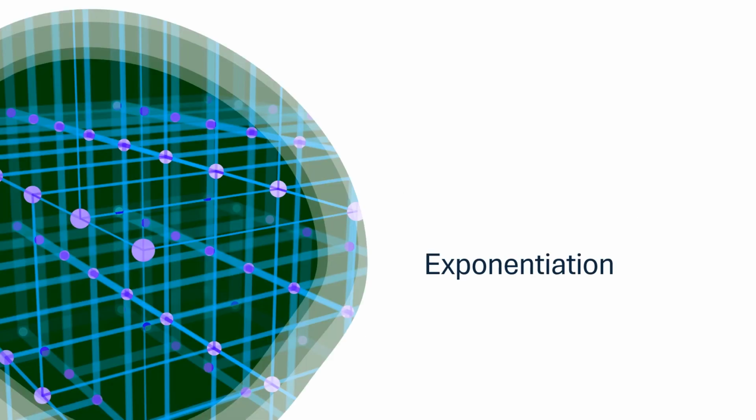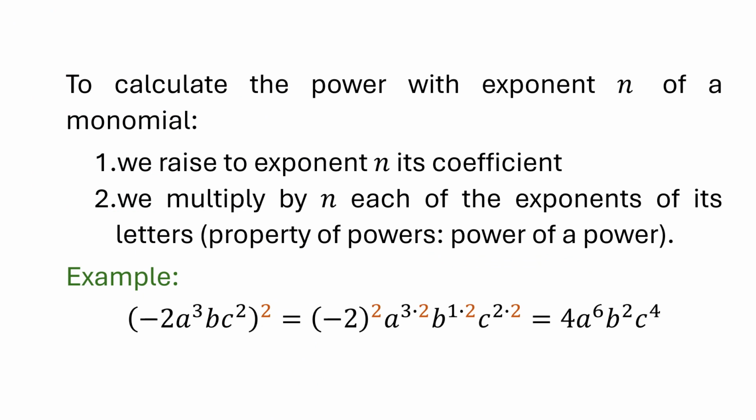Now let's look at an extension basically of multiplication, which is exponentiation. To calculate the power with exponent n of a monomial, we raise to exponent n its coefficient, okay? So the coefficient raised to the nth power, and we multiply by n each of the exponents of its letters. Okay, this is, as I said before, a property of powers. It's the power of a power. So we multiply the powers. So we have the monomial negative 2a cubed bc squared, and we square this monomial.